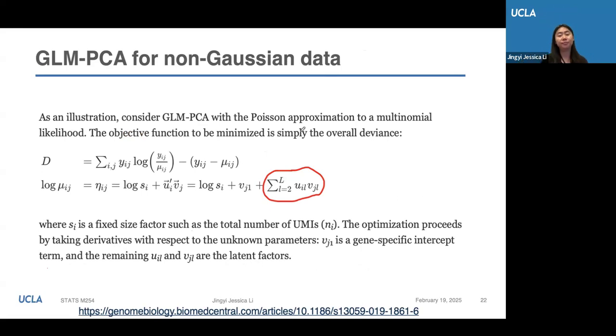Any questions? So the generalization, the G part, is very, very similar to the idea of going from LM, linear model, to GLM.